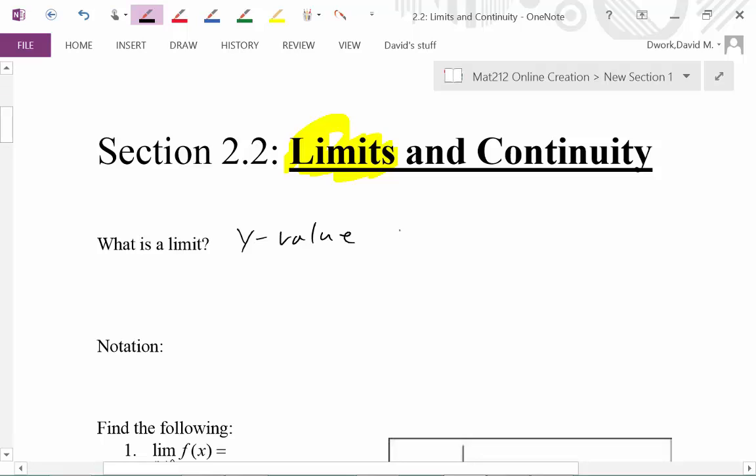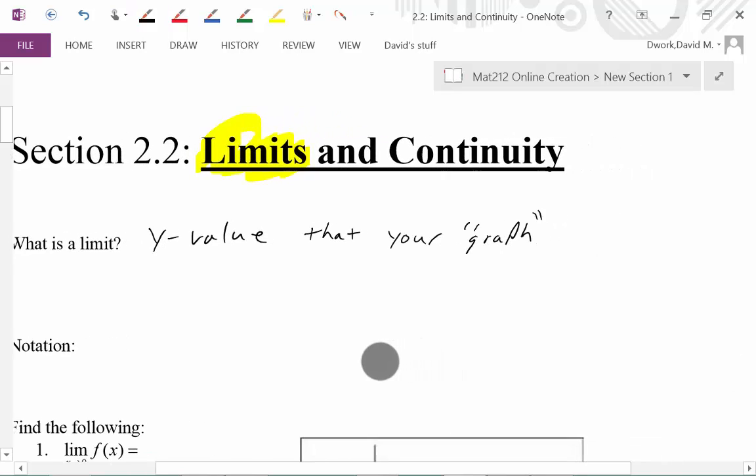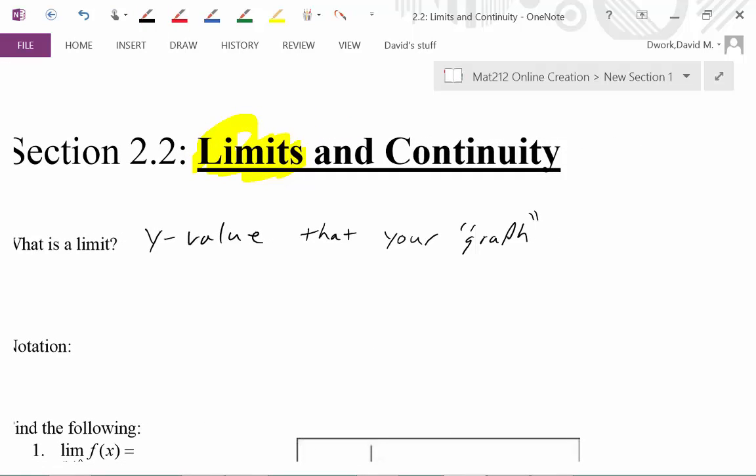So it's the y value that your graph, function, etc. It could be any representation. I'll put graph in quotations to remind you it doesn't have to literally be a graph. It could be a graph, it could be a function, it could be a word problem, it could be whatever version of it you want, but it's the y value that your graph, now here's the key word, approaches. Okay, it doesn't actually have to reach this value, it just has to approach it.